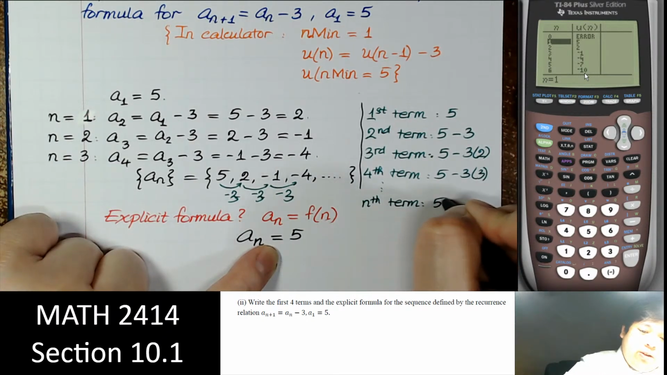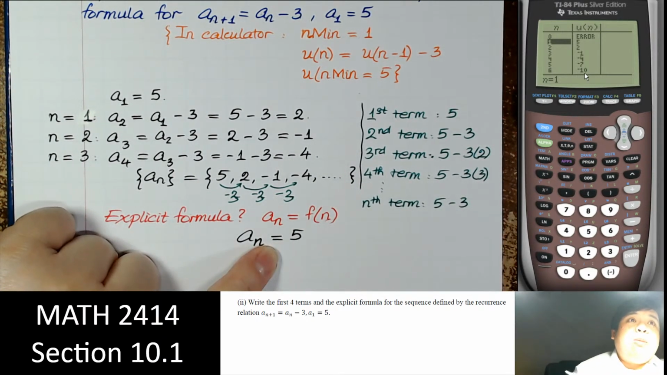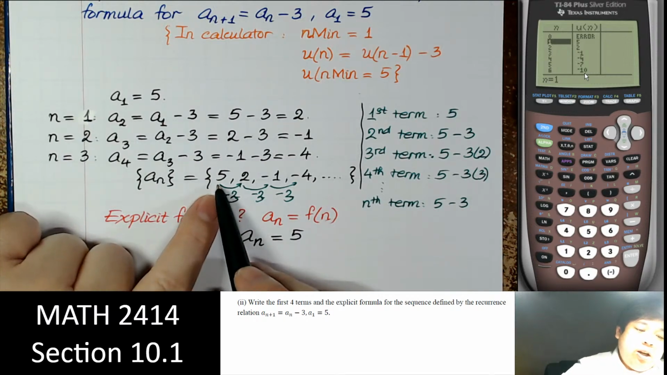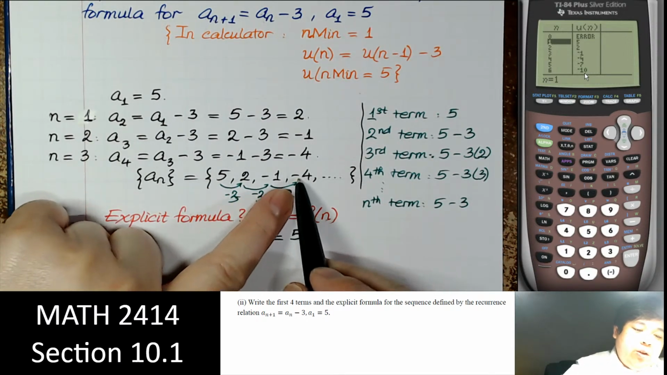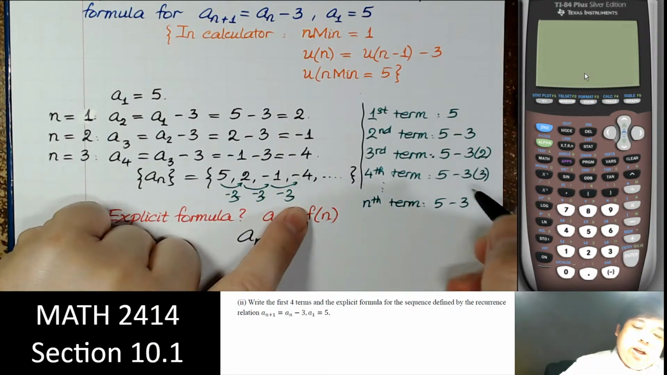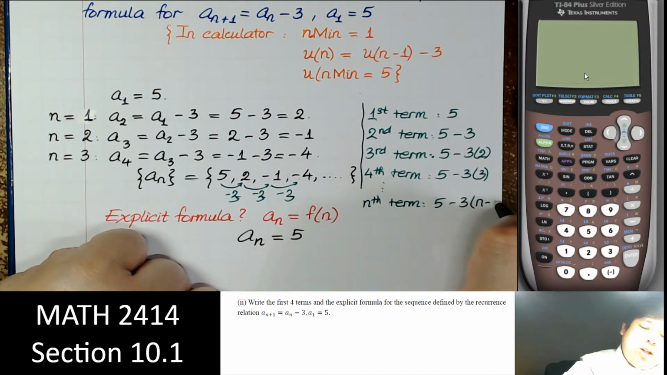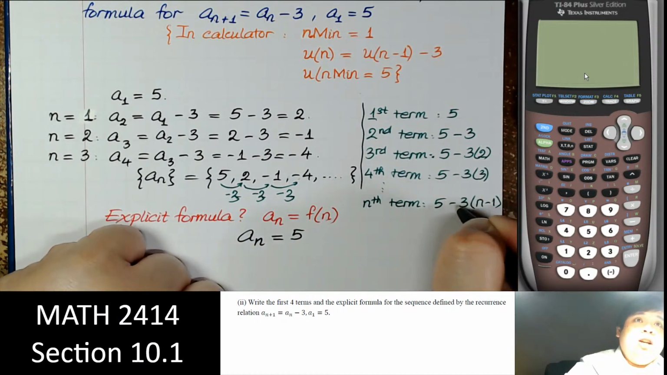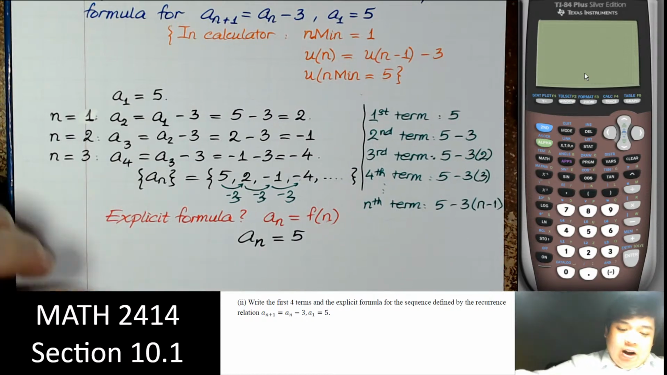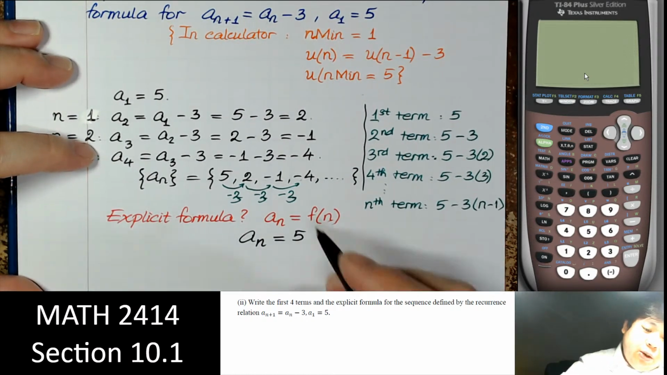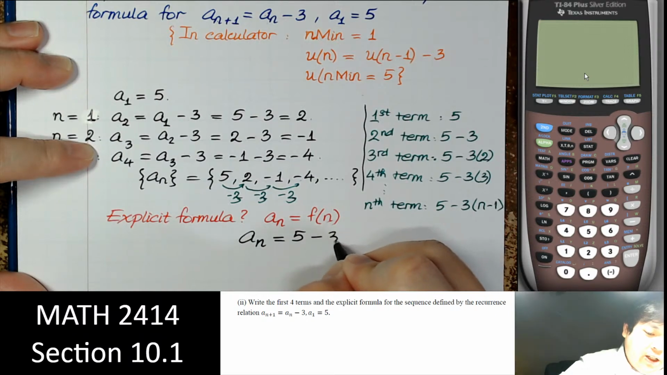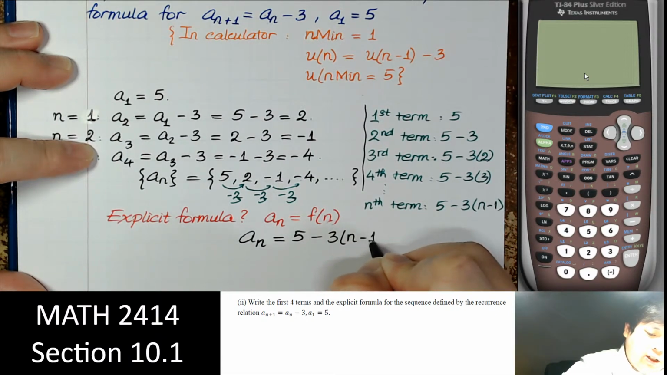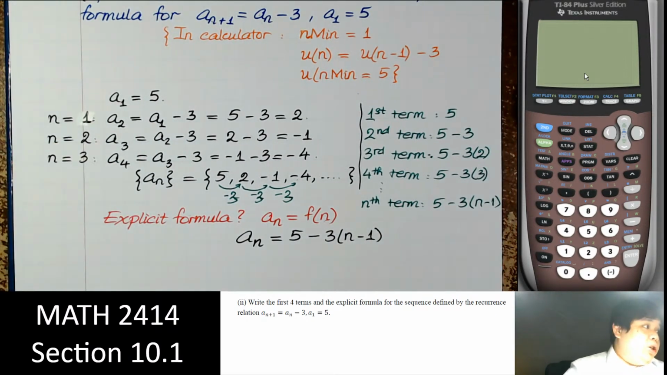we start with 5 and we subtract 3 how many times? So the second needs 1, third 2, fourth 3. So it's always we take n minus 1 times -3 from 5. So the explicit formula is 5 minus 3 times (n minus 1). And this is an explicit formula for it.